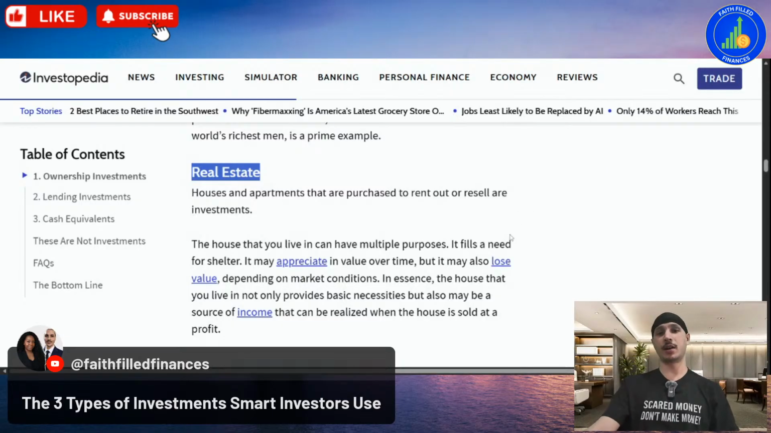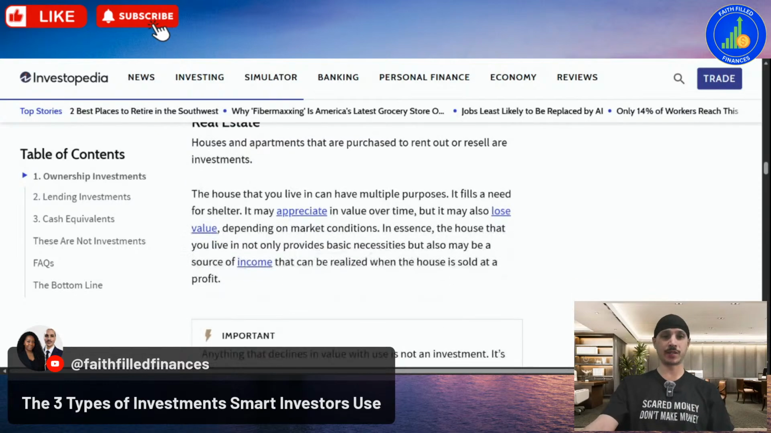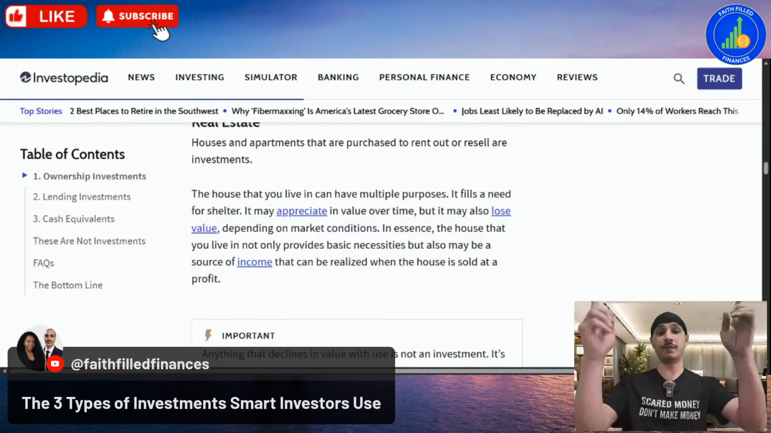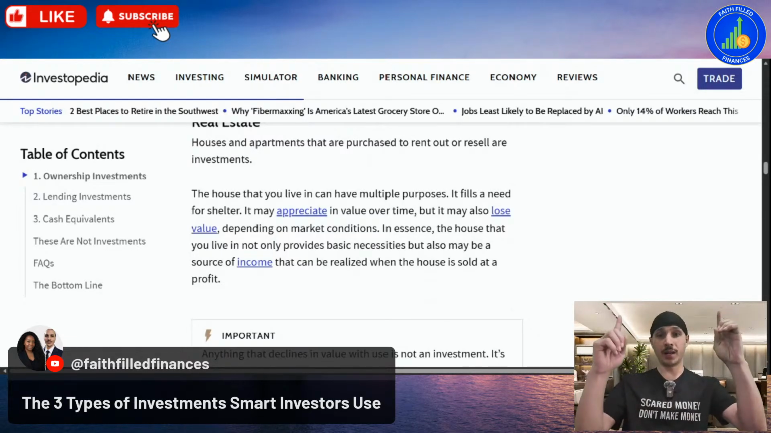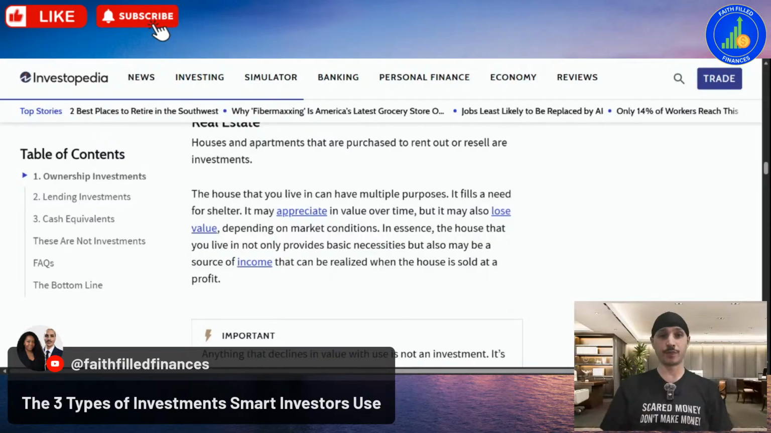Houses and apartments that are purchased to rent out or resell are investments. The house that you live in can have multiple purposes. It fills a need for shelter. It may appreciate in value over time, but it may also lose value, depending on market conditions. In essence, the house that you live in not only provides basic necessities, but also may be a source of income that can be realized when the house is sold at a profit.